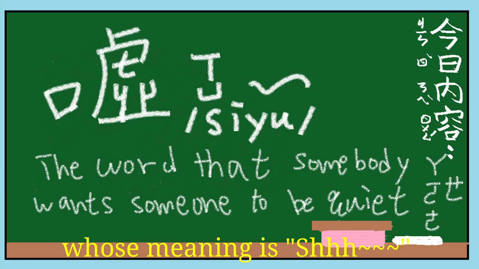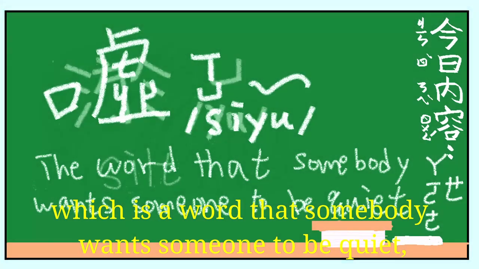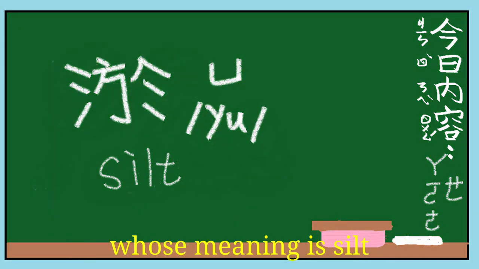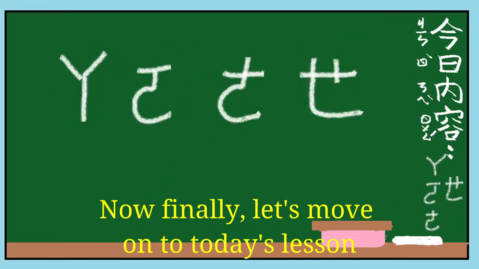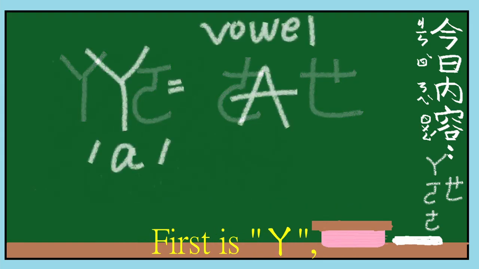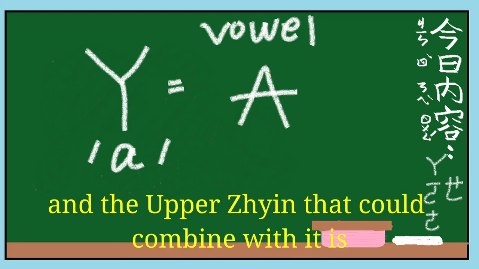This word's pronunciation is qu, whose meaning is the exhibition, such as xin yi qu. This word's pronunciation is xu, whose meaning is shh, a word used when somebody wants someone to be quiet. And this word's pronunciation is yu, whose meaning is silt, such as yu ji. Now, finally, let's move on to today's lesson.